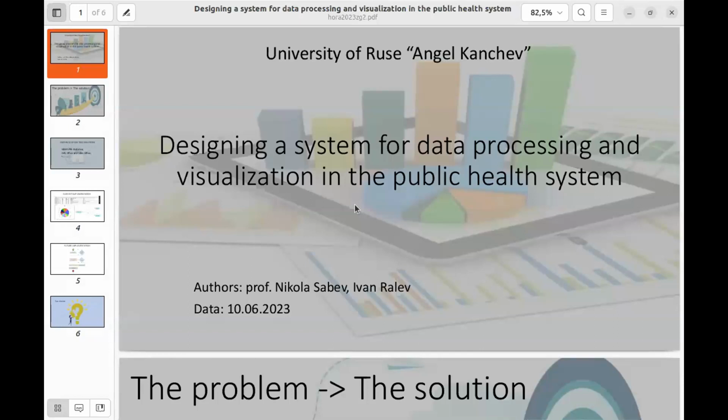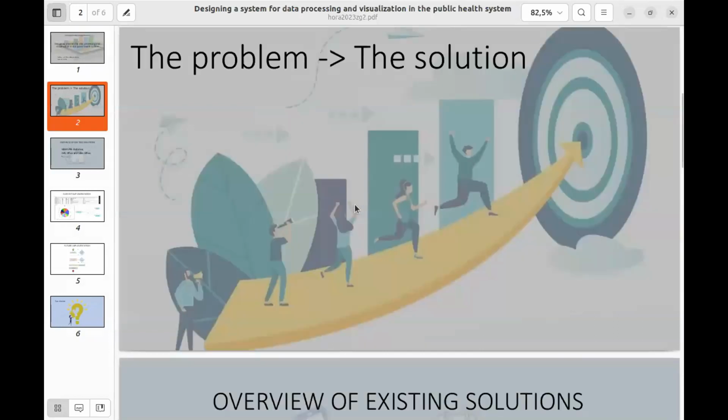Dear professor, colleagues, and guests, my name is Ivan Ralev. I'm a PhD student at the University of Russia. Today I'm going to present our paper co-authored with Professor Nikola Sabev. The topic is designing a system for data processing and visualization in the public health system.